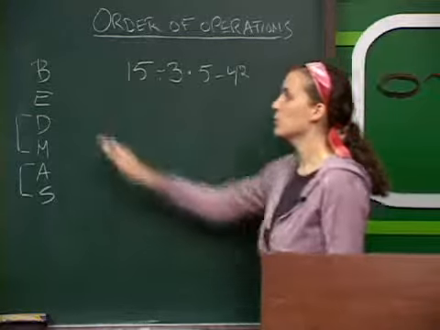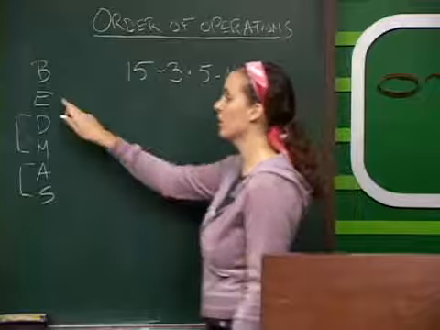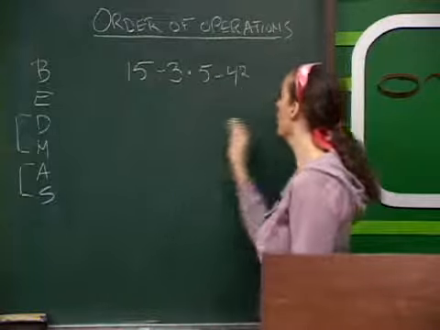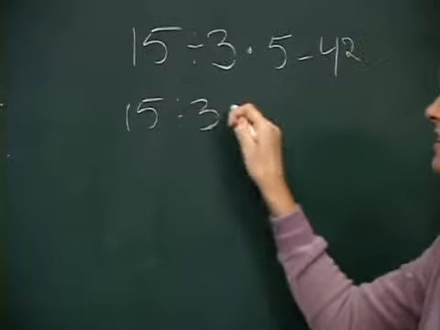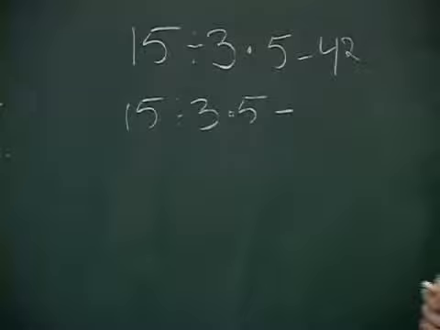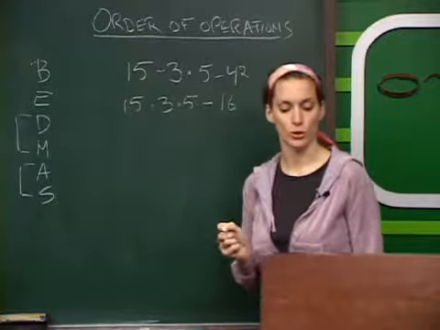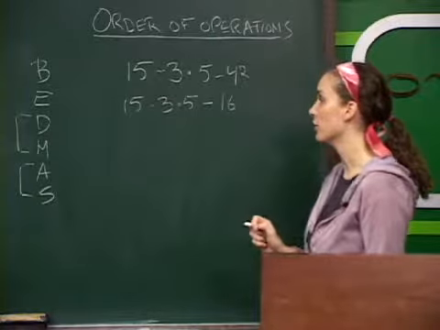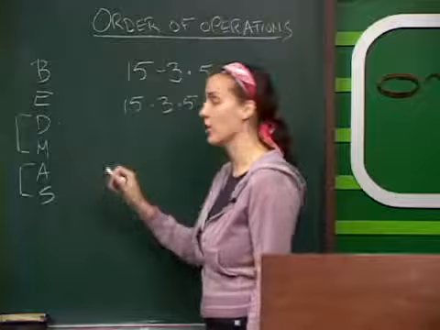So first thing we need to do is look for brackets. Are there any brackets? No, no brackets. Next one, exponents or grouping symbols. Yes, we have one. So we leave everything else exactly the same, and we only do this one. Take away 4 squared, which is 16. Good. Are there any more exponents or grouping symbols? No, there's not. So now we can go on to division and multiplication, because remember, they're interchangeable.